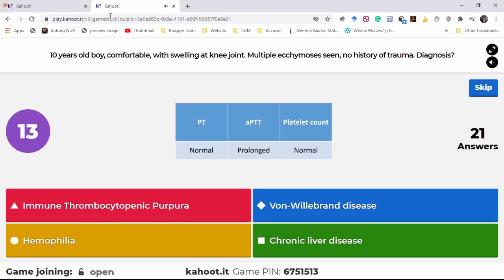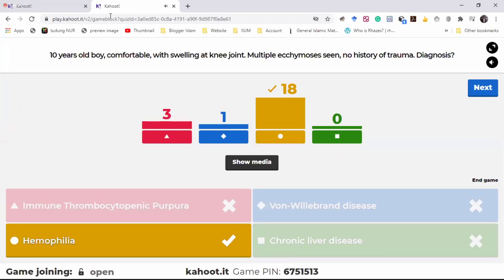Plenty of time, think carefully. Okay, yes, that's right. It is hemophilia. Why is it not chronic liver disease? Because the PT is normal in this case. If the only thing that is prolonged is the APTT, that points towards hemophilia.